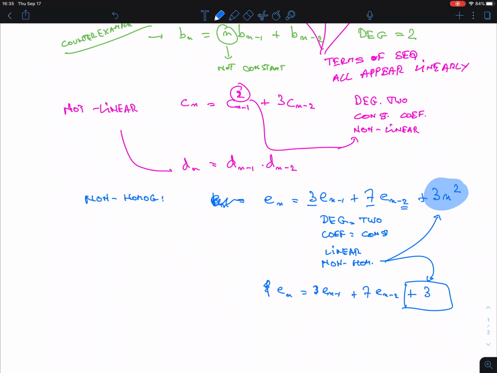It could be, for instance, instead of 3n squared, another example, I could put 3 to the power n. It doesn't have to be polynomial here. It could be exponential or so. And those we will actually solve.